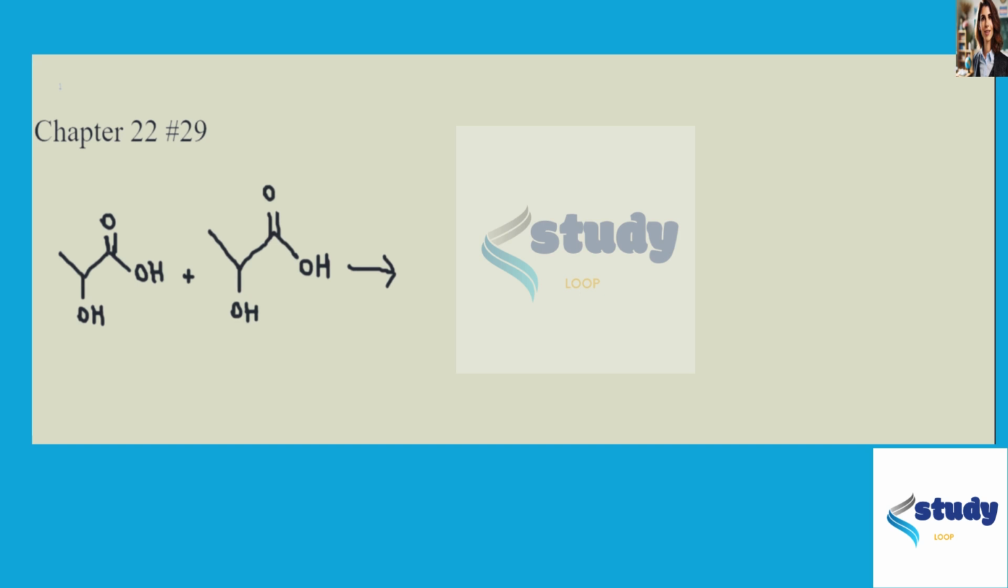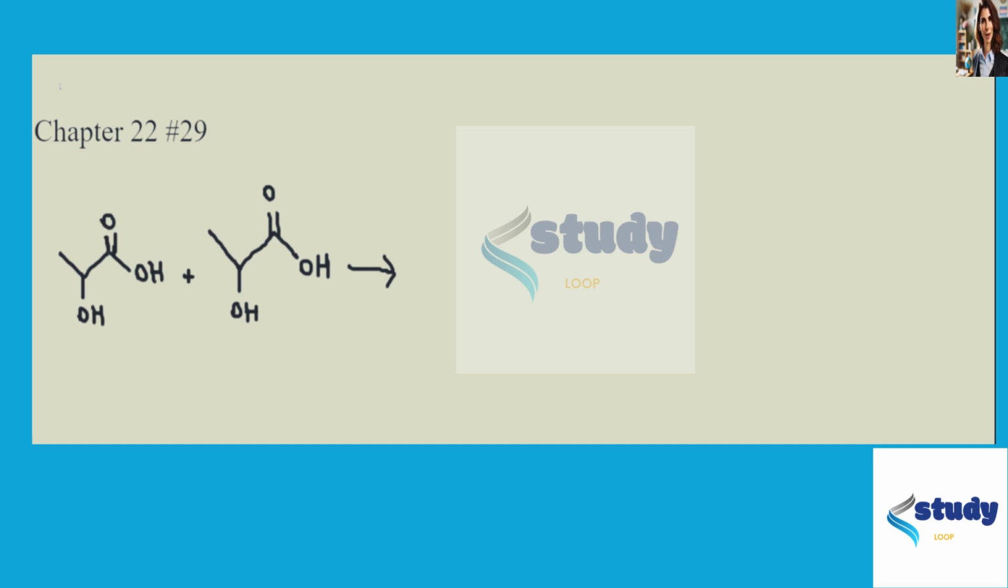This is the answer to Chapter 22, problem number 29 from the Smith Organic Chemistry textbook. This problem talks about polylactic acid, or PLA, a little bit. But basically, we're asked to draw the structure of PLA. And so I've drawn two lactic acid monomers here so that we can think about what this reaction looks like and what the product is going to be.